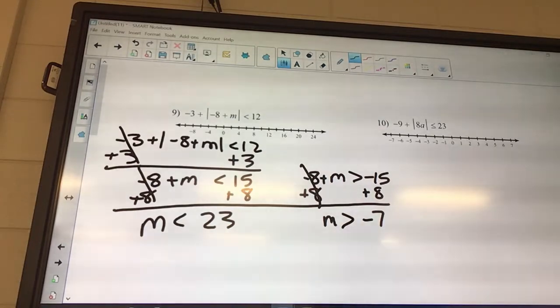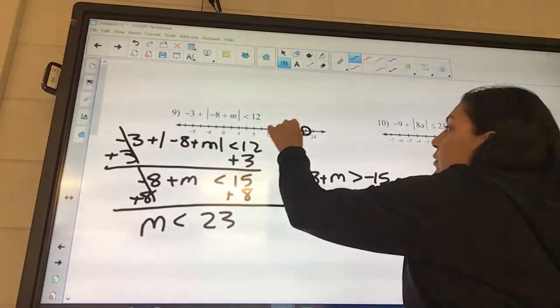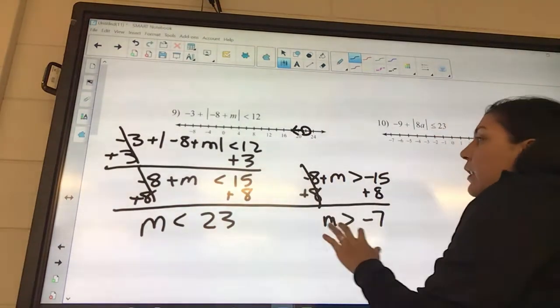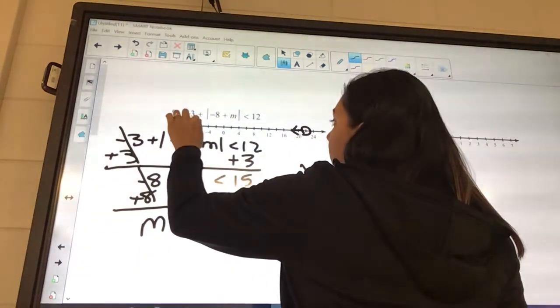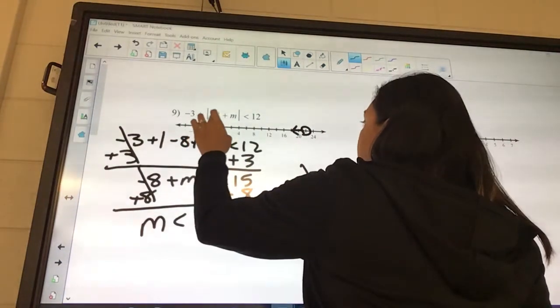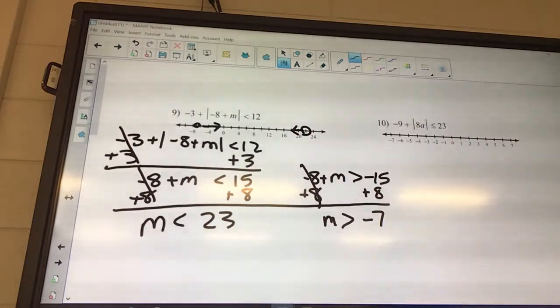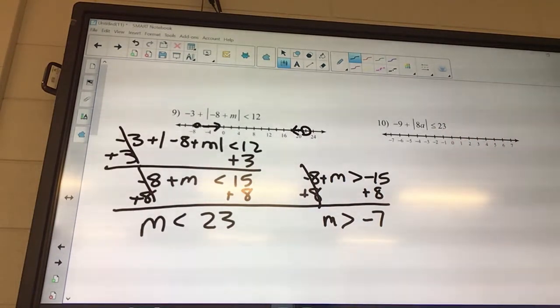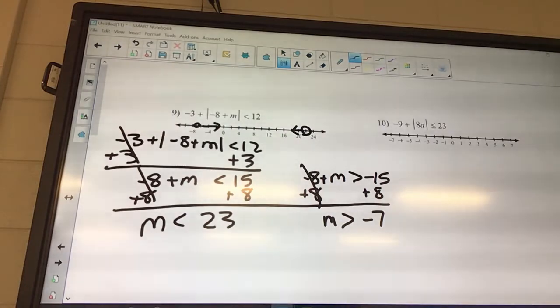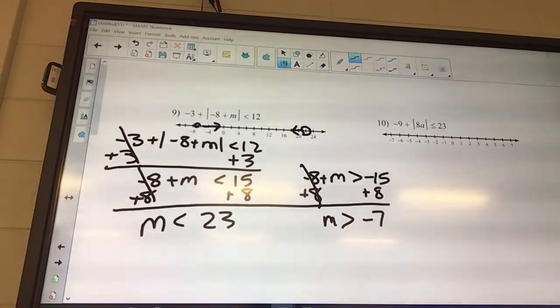Okay, the 23 is going to be open. And it says m is smaller, so it's going to go in. And then the negative 7 is going to be somewhere here. And it says m is greater than, so it's going to go in. Okay, is this an and or an or? Yeah, it's an and. Wait, that's all you do in this problem.